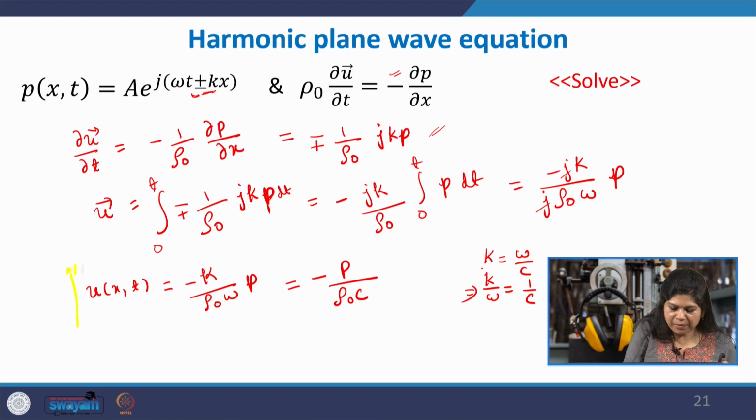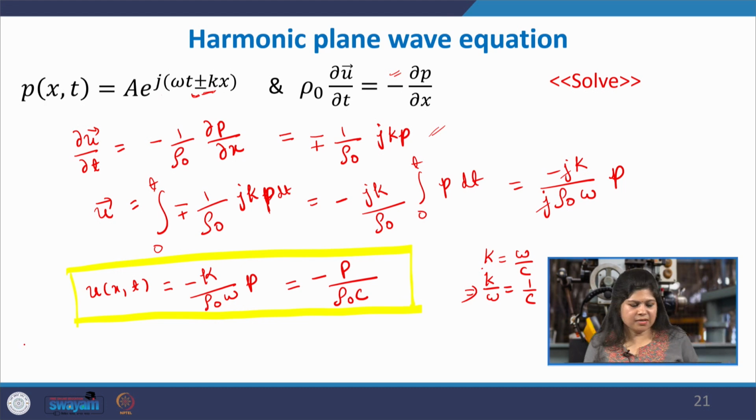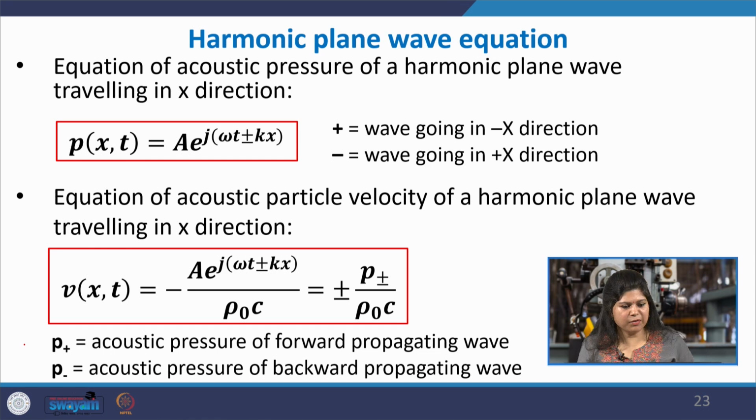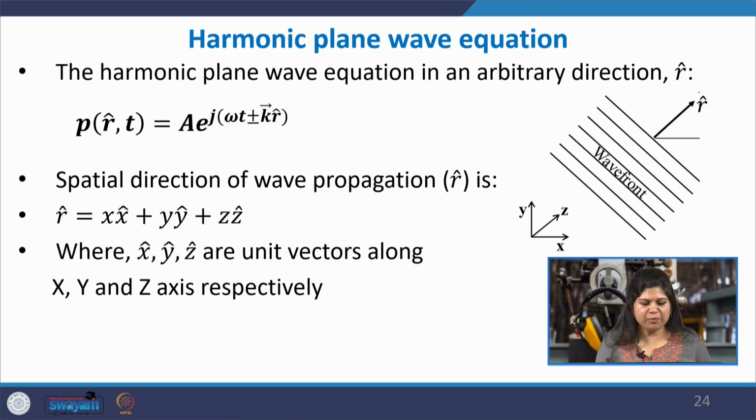So, in a harmonic plane wave, this is how the velocity and the pressure functions are related, which is given by this condition here. So, the v(x,t) becomes this particular equation here. So, it is p by rho naught c, with the appropriate sign. P positive is when the acoustic pressure is moving forward and negative when it is moving backwards. This is how the velocity and the pressure are related in a harmonic plane wave.